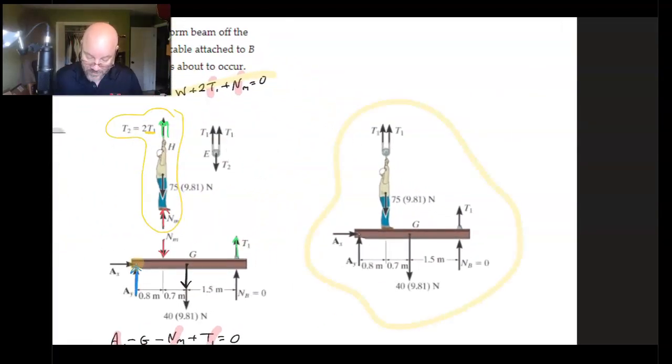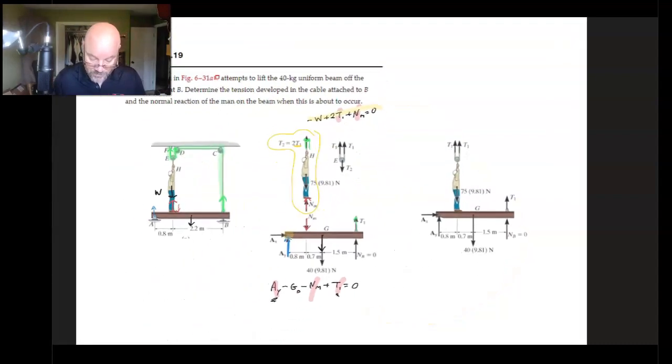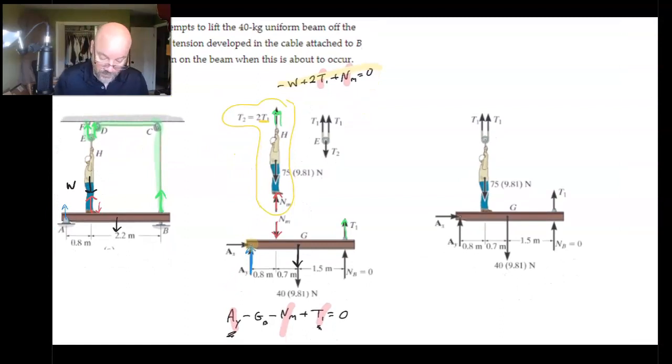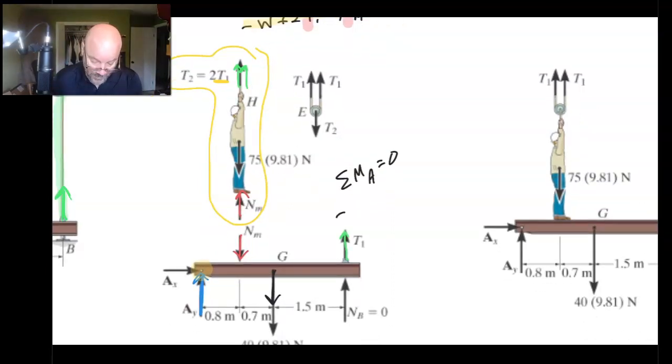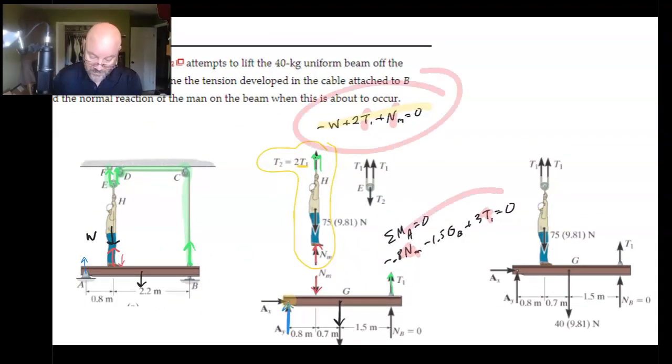This picture over here, I think they're just showing us all of these things together. I don't really care about that, but I do want to show you, if we look at the moments acting, let me go ahead and write that equation for you. Okay, so if I look at my moments around A, then we're going to have minus 0.8 NM, minus 1.5 G for the beam, plus 3 T1 is equal to 0. Okay, so then there's my two unknowns, and I can use this equation and this equation together and crack that nut. Okay, just like that.